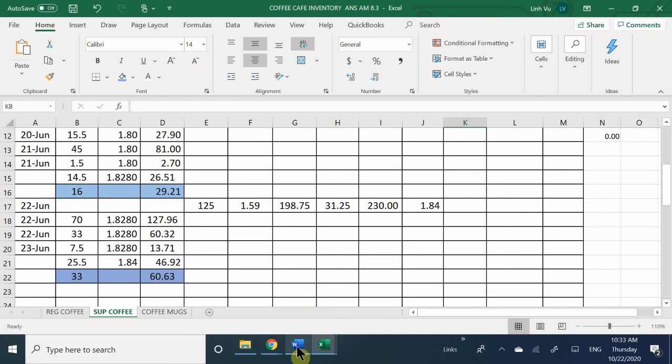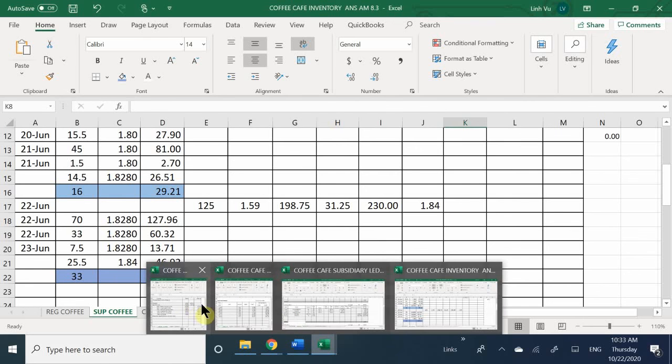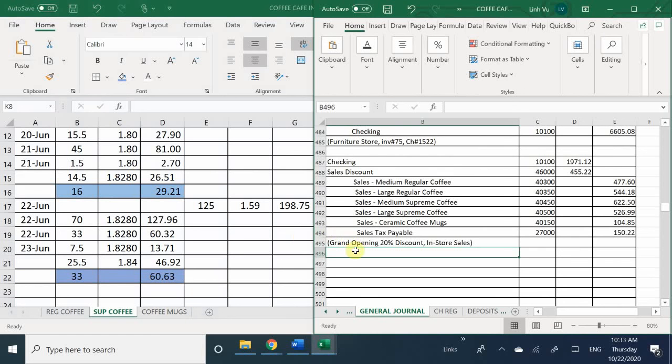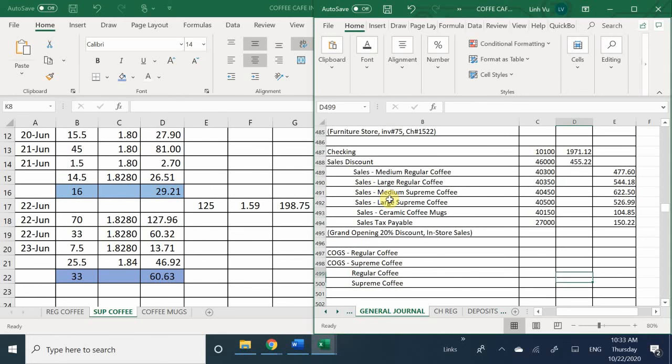Cost of goods sold. Okay, that's where I get stuck. So we're going to do cost of goods sold regular coffee, right? That's what we calculated. We did cost of goods sold supreme coffee. And then the inventory, regular coffee and supreme coffee. Okay, so here, because that's exactly what I did.